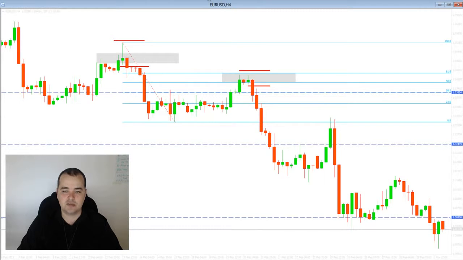Then when you start getting some of these green candles down here and you're starting to see movement up, you just take profit. So somewhere around here, you could have gotten 170 pips there.